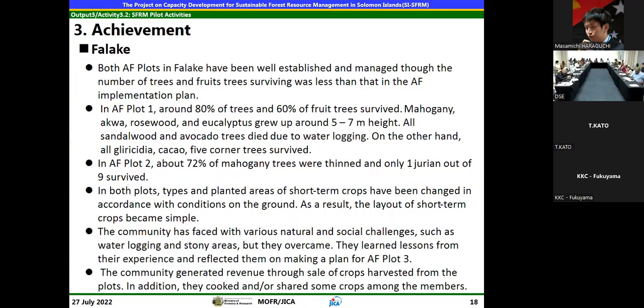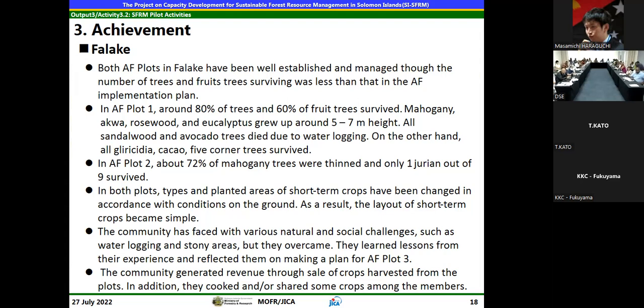Also in Palaki, there have been well-established plots, although the number of trees surviving was less than what they had planned initially. In plot 1, around 80% of trees and fruits survived. Mahogany, aqua, eucalyptus are around 5 to 7 meters high. All southernwood and avocado trees died due to waterlogging, because the site is located in a waterlogged area.